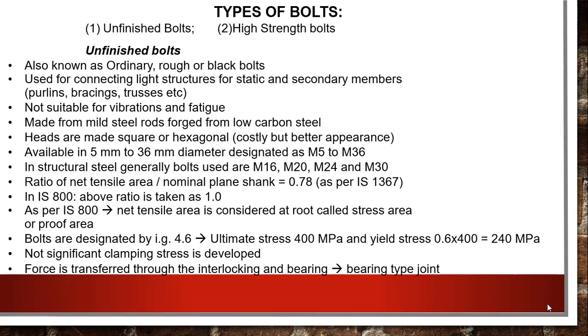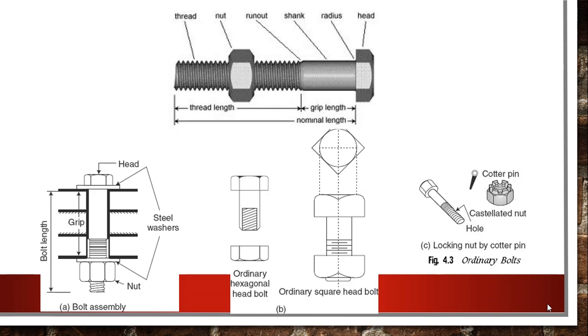Now the bolts are designated by, for example, 4.6, that is the grade of bolt. So the ultimate stress is 400 Newton per mm square and the yield stress of the bolt is 0.6 into 400, which is equal to 240 Newton per mm square. So basically for a bolt having grade 4.6, ultimate stress is 400 and yield stress is 240 Newton per mm square. No significant clamping stresses are developed, and the force is transferred through interlocking and bearing, that is the bearing type joint.